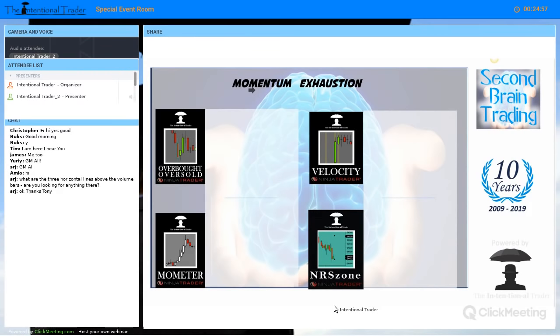So the first thing we want to do is see if price becomes overbought or oversold, and again, you're using a momentum oscillator. Overbought or oversold is when the buyers and sellers start to become exhausted. And again, for our OBOS indicator, we call it OBOS, overbought, oversold.